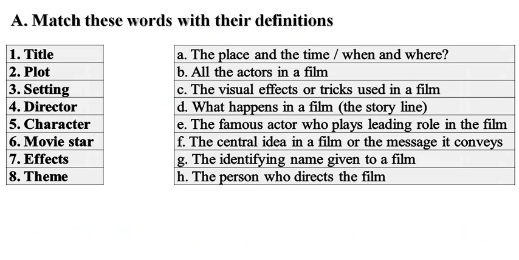A, the place and time, when and where. B, all the actors in the film. C, the visual effects or tricks used in a film. D, what happens in a film, the storyline. E, the famous actor who plays leading roles in a film. F, the central idea in a film or the message it conveys. G, the identifying name given to a film. And the last one, the person who directs the film.